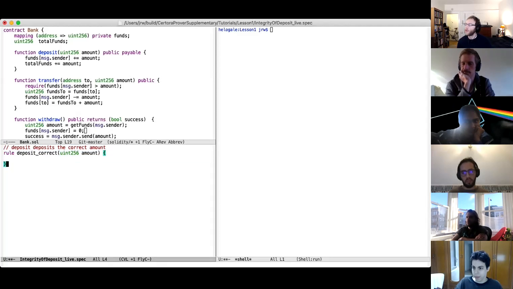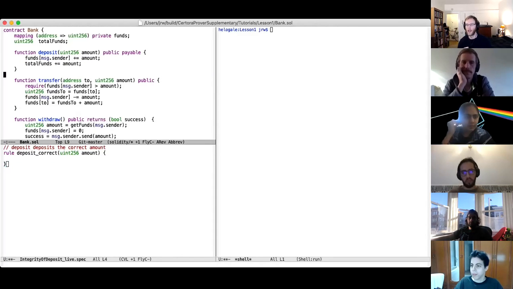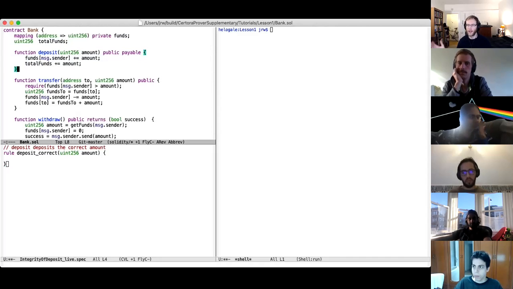Let's see, how can I answer that in a useful way? The logical formula basically encodes, let's just focus on deposit for a second. Deposit starts in some world and makes some change to that world. Let's play a little fast and loose here. If we want to do this in a logical formula, how would we do that? We would have a copy of the funds map in logic from the world before deposit ran. We'd have a copy of total funds from before deposit ran, and then we'd run deposit, and that would update the state. In logic, there's no mutation, there's no updating the state. So that means we have new copies of the funds map and of total funds.